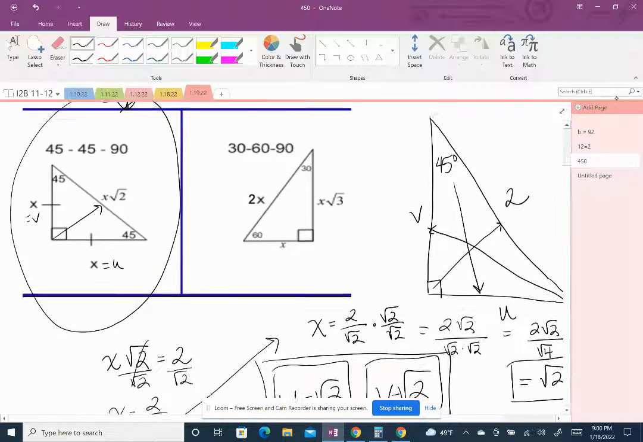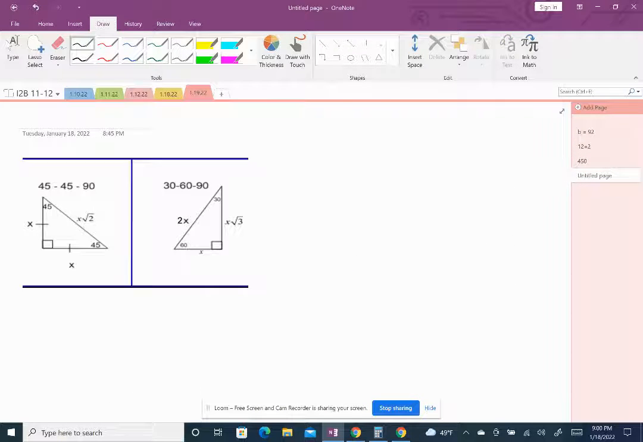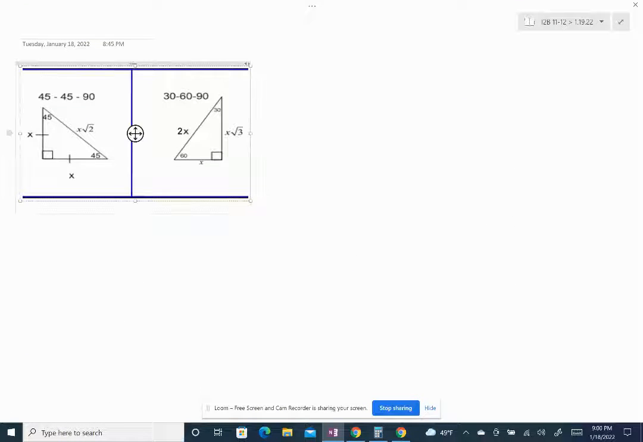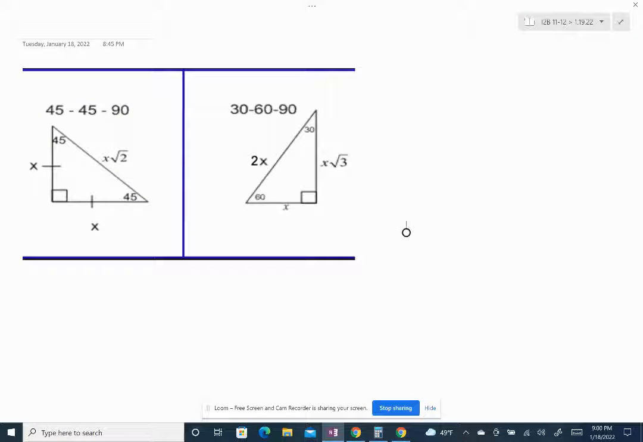Okay. And let's look at one final example. Let's say I have, what the? There we go. This lovely triangle.